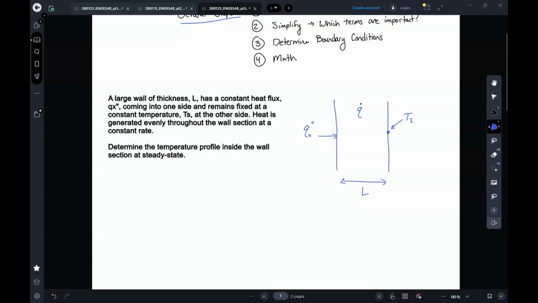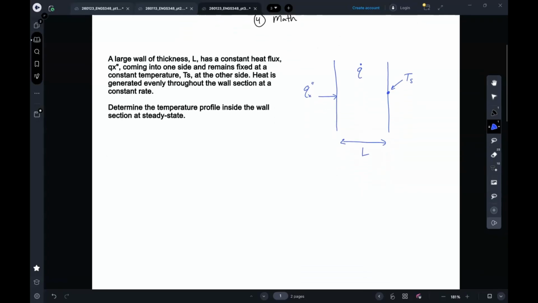And what we want to do is determine the temperature profile inside of the wall section while it's at steady state. So heat's coming in at one side, being generated inside, and leaving at the right-hand side because that temperature is fixed at Ts. But I want to understand what's the temperature profile. It's coldest on one side and probably hotter and maybe looks something kind of like a curve, but let's see what that could look like.